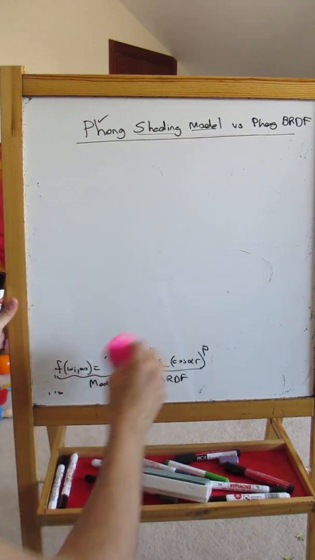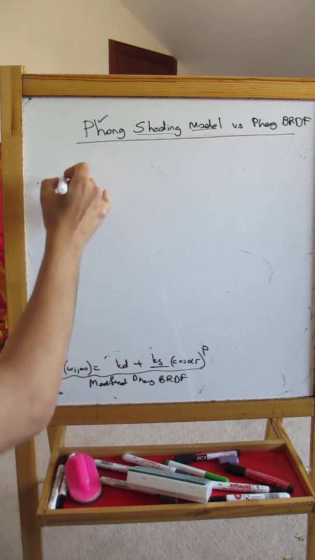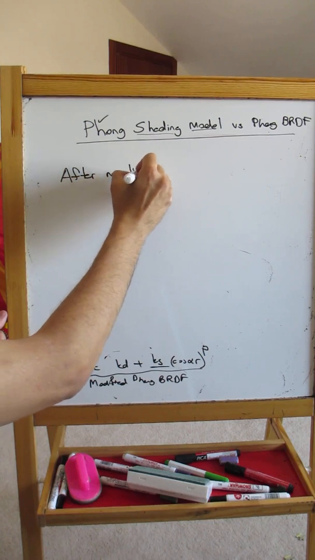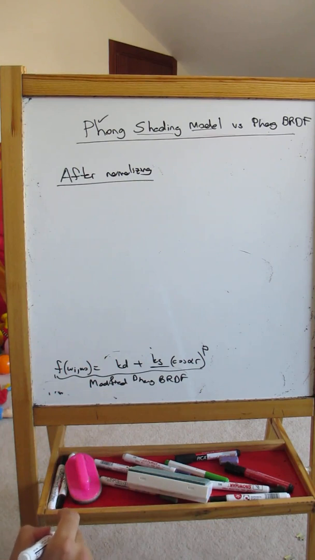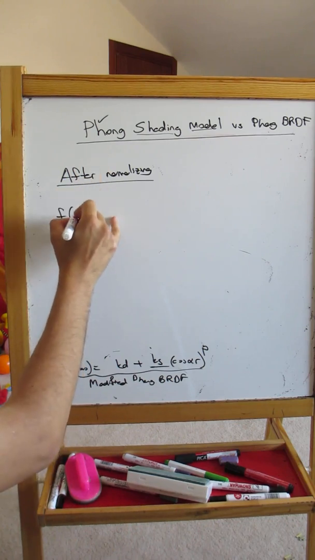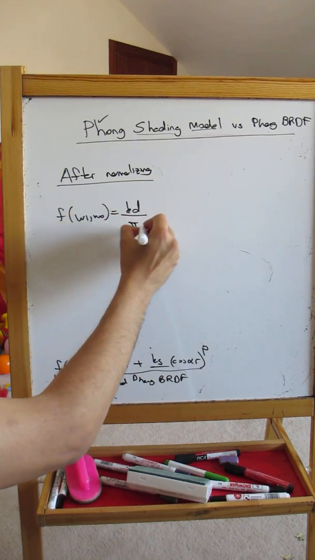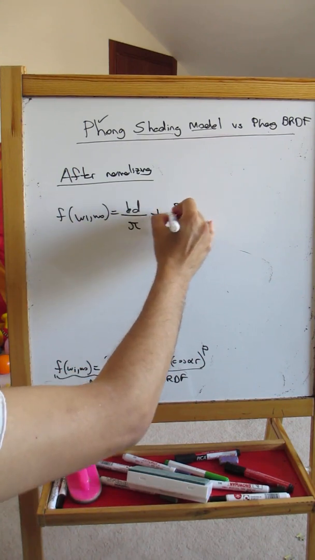Let me clean this part. Now, the modified Phong BRDF after normalization. For normalization you do the steps that we have talked about for normalizing the Blinn microfacet distribution, so you use similar kinds of integrals and substitution. After the normalization, the modified Phong BRDF becomes the following: KD divided by pi, and then n plus 2 divided by 2 pi.